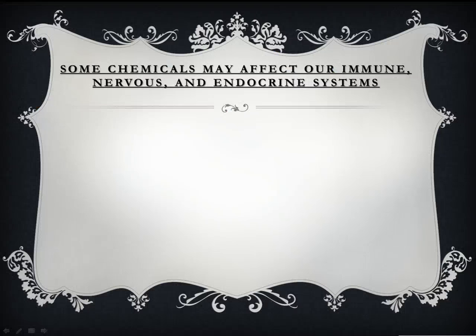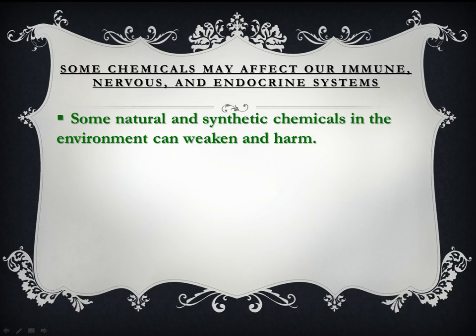Some of the chemicals that can affect our immune, nervous, and endocrine systems seem to be of most concern. These do include natural and synthetic chemicals that weaken or harm all of these systems.